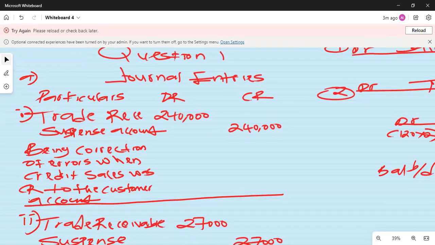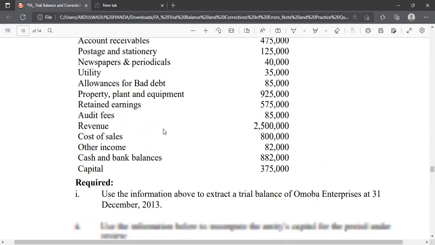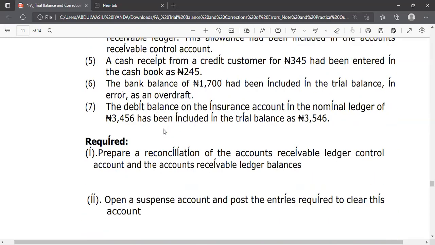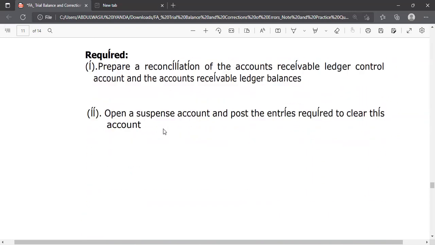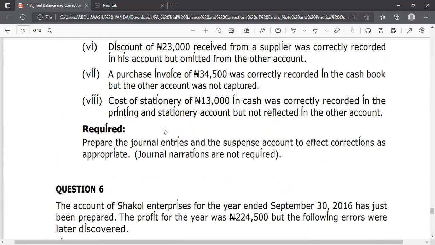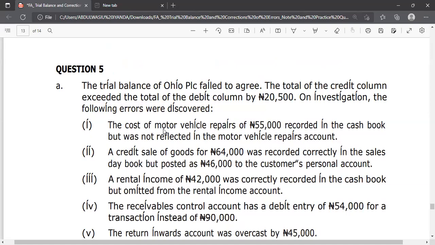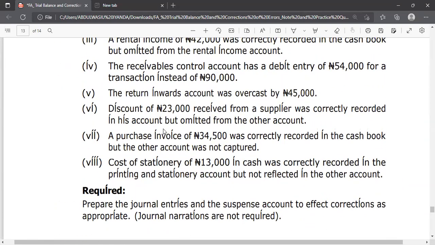And the examiner said that narration is required. There are some questions whereby the examiner can say that narration is not really required. But if the question is silent, you still need to put narration. And I think I have a question on that as well, whereby the examiner said that narration is not really required. Look at this question now, question 5. They say prepare the journal entry and the suspense account to effect the correction as appropriate. Journal narrations are not required, because the narration is still going to take some seconds away from you.